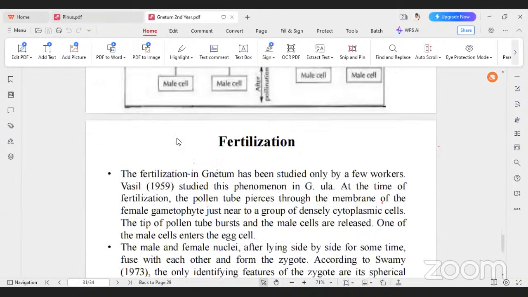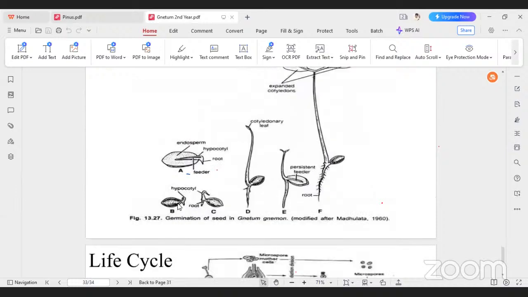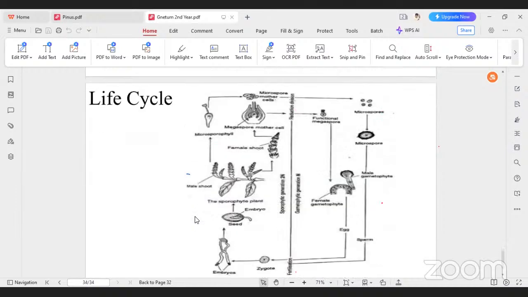Let me discuss, what is fertilization? Fusion of the male gamete with the female gamete is fertilization. Due to fertilization, what happened? The embryo is formed, and this embryo develops into a seed. The seed germinates as a sporophyte. Like this, this is the seed germination, with the seed coat and leaf formed.